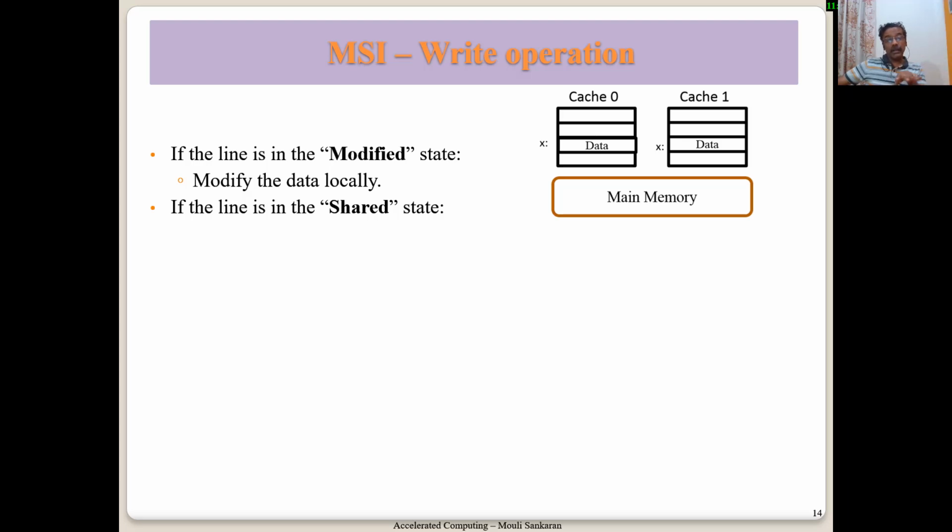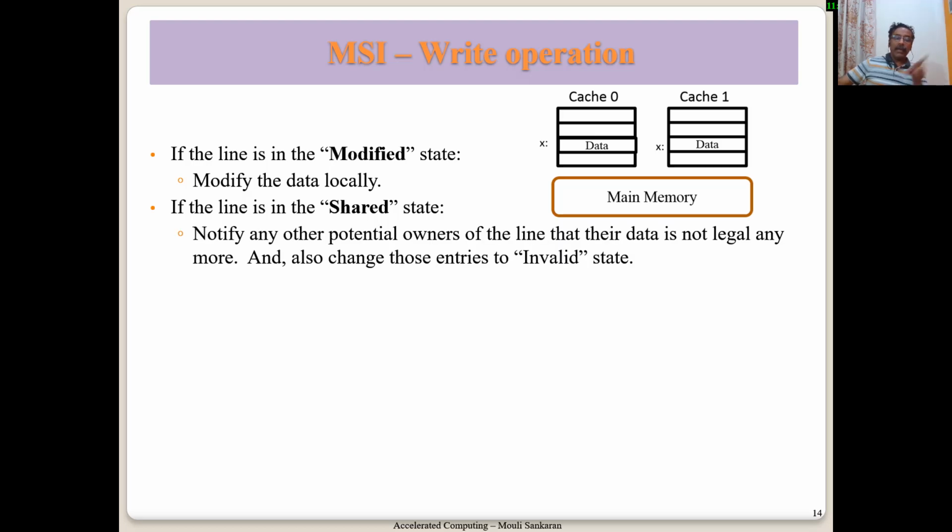Now it's not enough to do only this modified state, because you also have to make sure that other cores, who may or may not be having it, if they have the same copy in the shared state, you have to make them invalidate. So notify any other potential owners of the line.